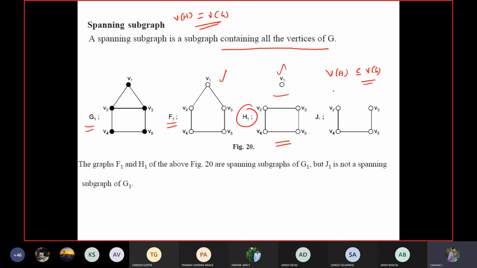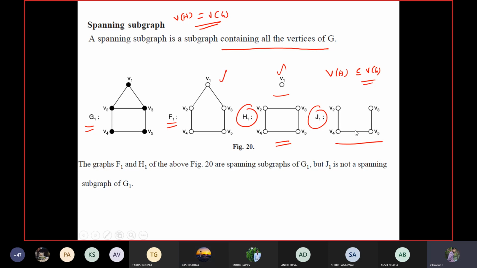Next, G1. No. What is the reason? V1 is not there in this subgraph. But can I call this a subgraph? Yes. Very good, super.